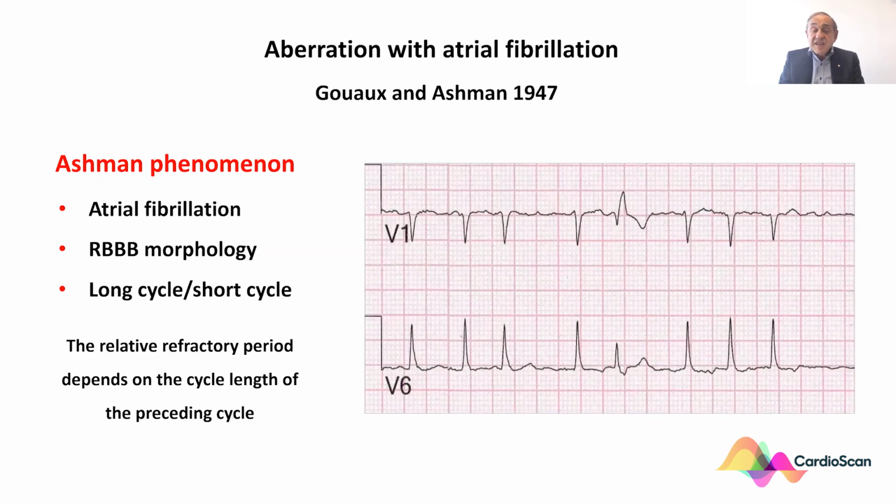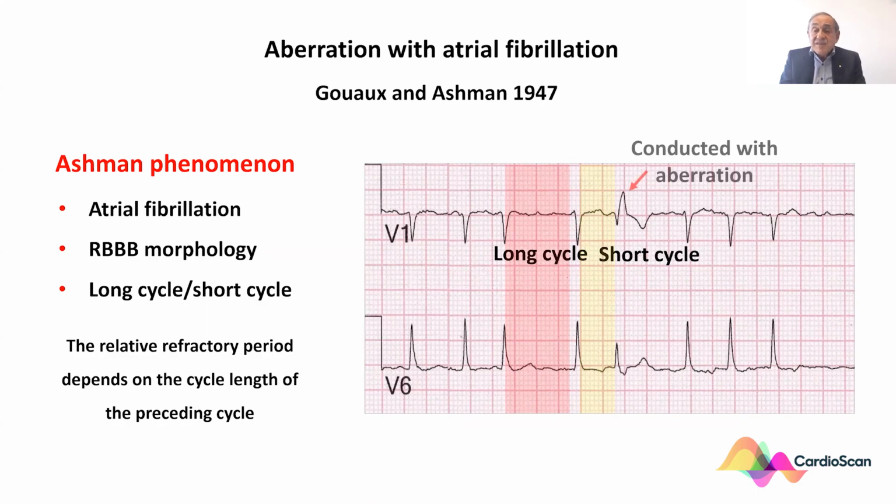Here is an ECG to demonstrate that. One can see the long cycle and then the short cycle, and this sets up the complex to fall within the relative refractory period, or the zone of aberrancy, and we now see a complex which initially looks like a ventricular ectopic, but it has an RSR pattern with rabbit's ears.